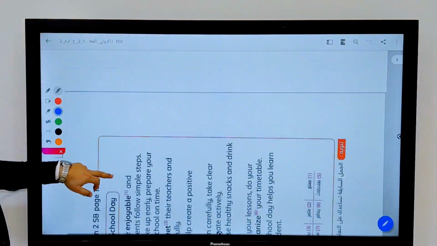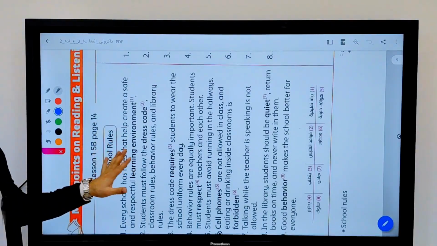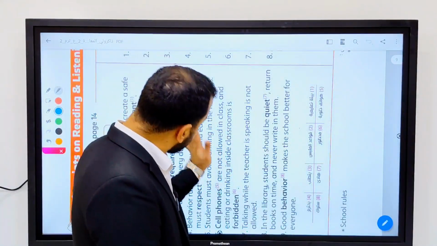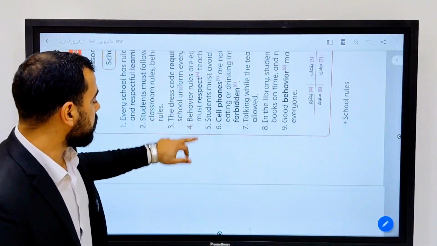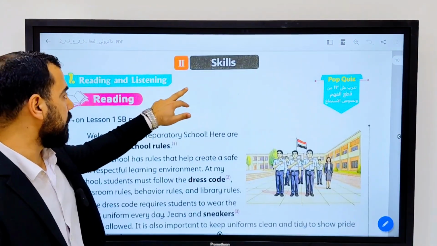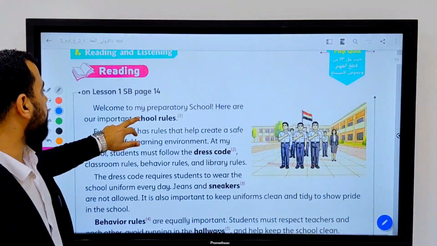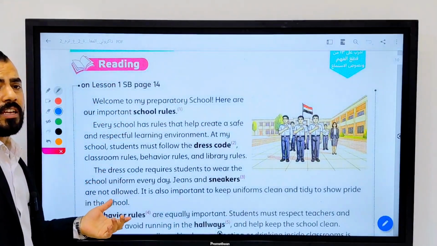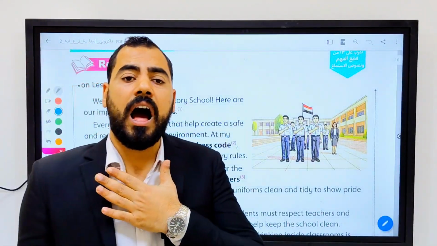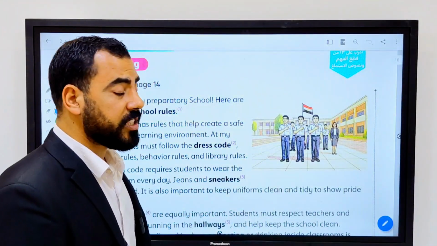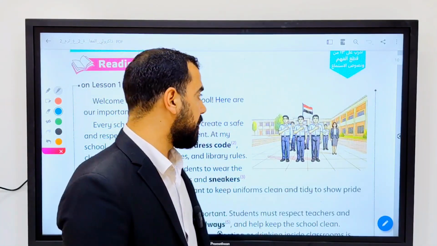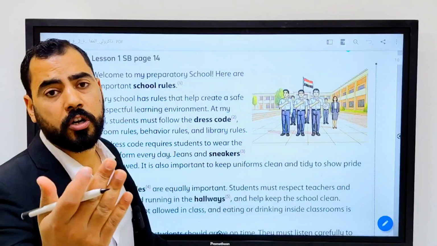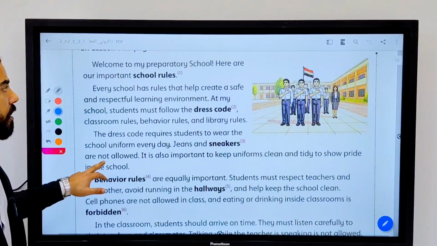Now let's move to this page. This page is so important, and we will study this page together in the writing course, inshallah. So let's move to the next page, skills. Reading and listening. Let's start with reading. Please listen to me very well. I read this passage, this article, and you will pause the video and read it on your own after I finish. Please look at your book or look at the board if you don't have a book.